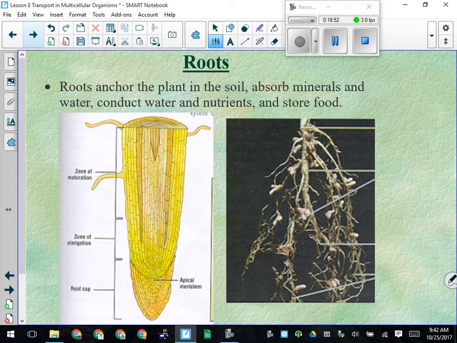The carrot is actually energy storage, right? It's mostly starch along with some sugars. That's why carrots are sweeter than potatoes.